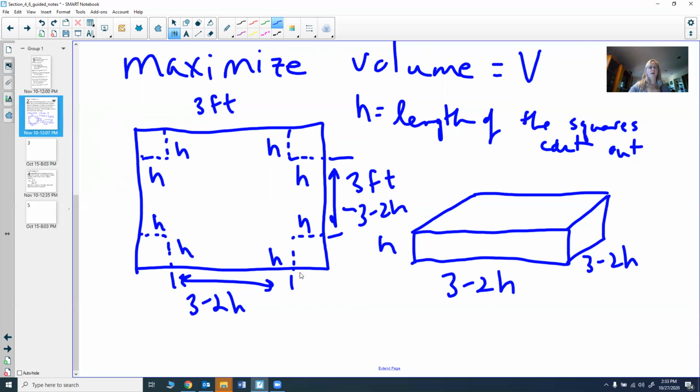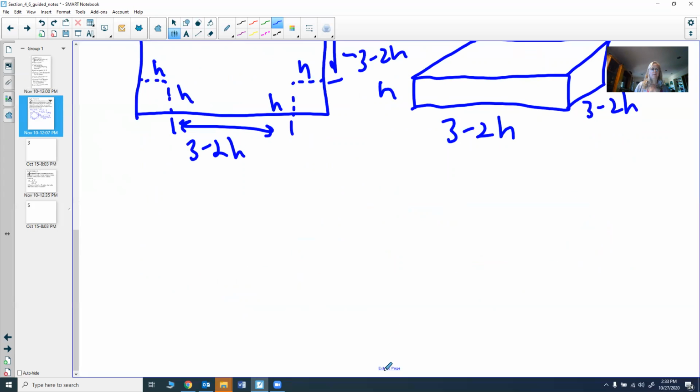So we have our variables figured out. We've got our picture drawn. Now let's see if we can figure out what we want to maximize. We want to maximize volume. This is a box. It has no lid, but it still can have a volume. And the volume of this box is the area of the base, and the area of the base, because it's a square, is just each length times itself, which is a square of that, times the height. So it's 3 minus 2H quantity squared times your H.